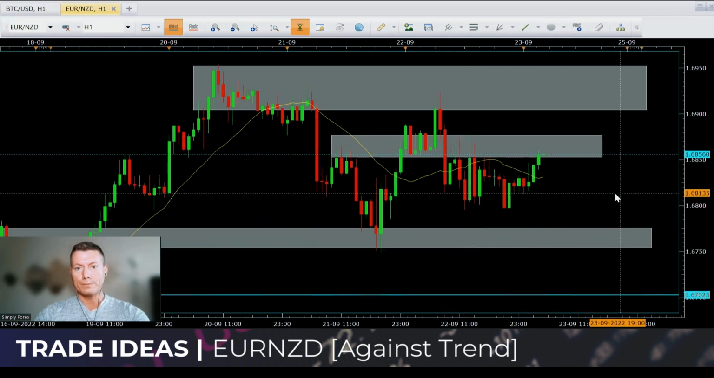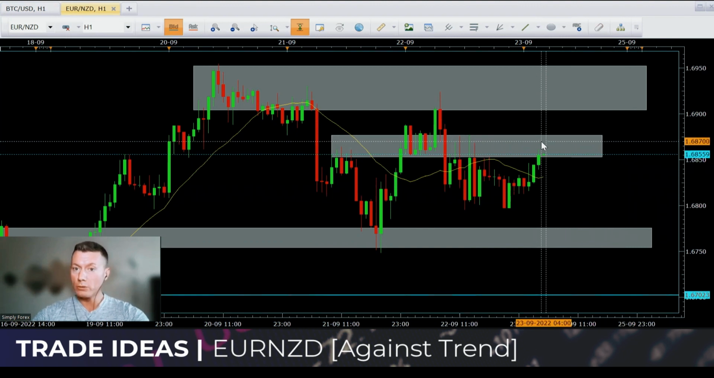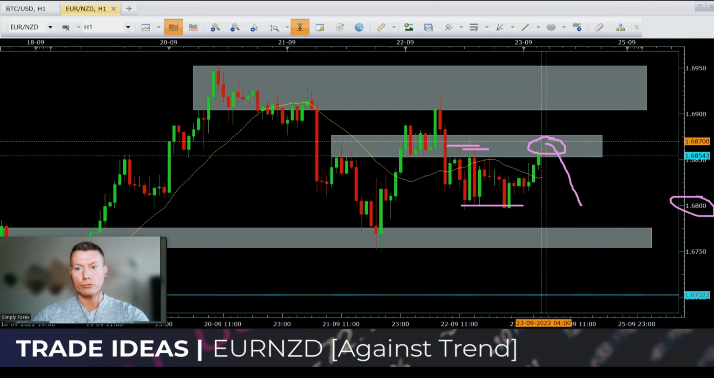All right, guys. So, yeah, we've got the three grey zones now that we've plotted. We've done a top-down approach. We now have three grey zones on our execution chart, the H1, where we can look for shorts. So, first of all, price is already in this zone. So let's look at this zone first. So price could come up and test these last swing highs. All right. If it does, and then we get a bearish reaction, we could then take price back down to these lows and this 6,800 level.